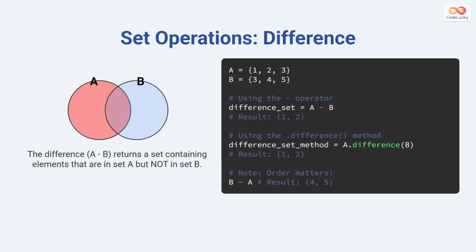The difference operation returns a new set with elements that are in the first set but not in the second set. Order is very important here. For example, if set A is 1 and 2 and set B is 2 and 3, then A minus B will give you a set with just 1. However, B minus A will give you a set with just 3. This can be done with the minus operator or the difference method.